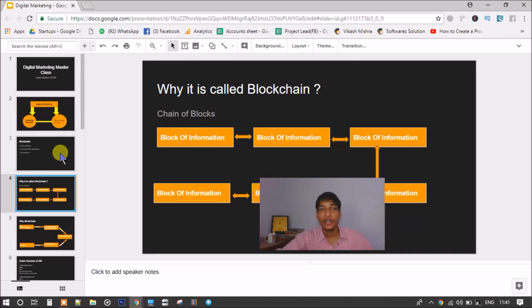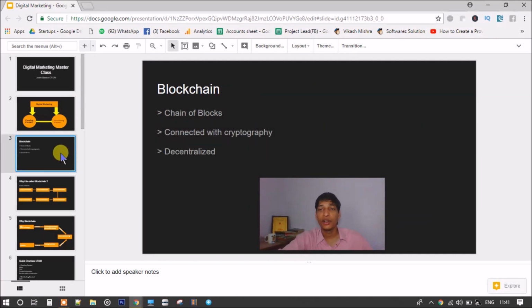So first of all, let's know what blockchain is. Basically, blockchain is a chain of blocks connected with each other with cryptography. For those who have heard of cryptography for the first time, cryptography is a method of securing your data. You can say it is a kind of encryption technique. So in blockchain, data is decentralized and data is shared with every node.